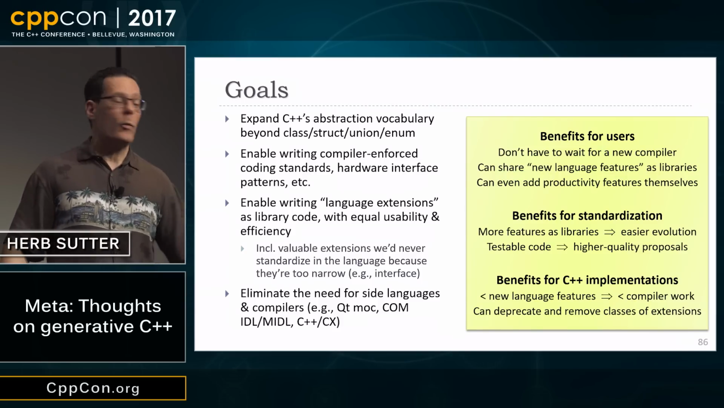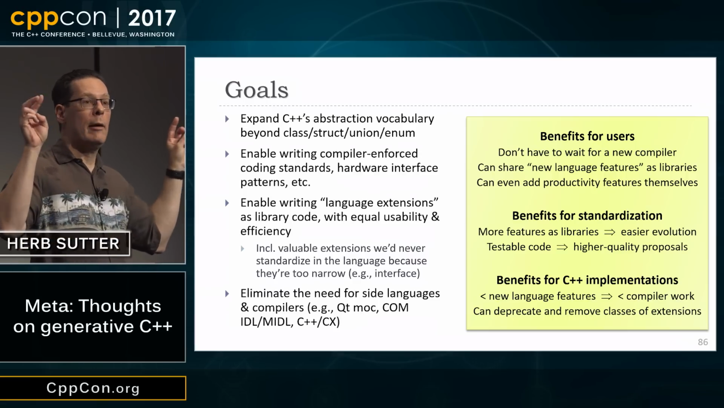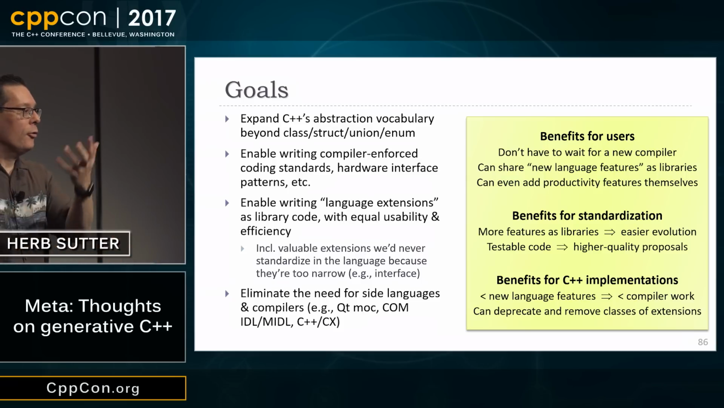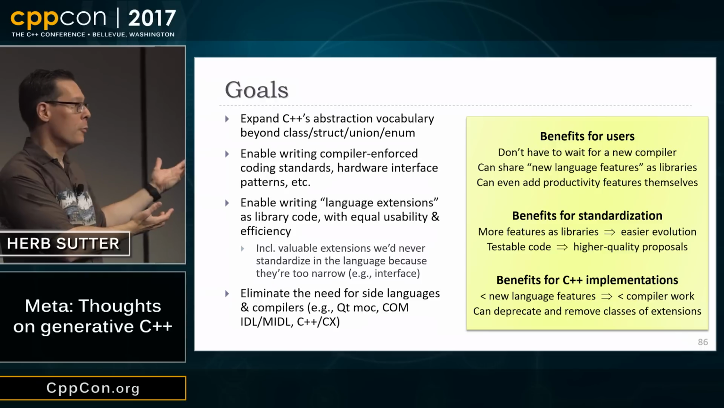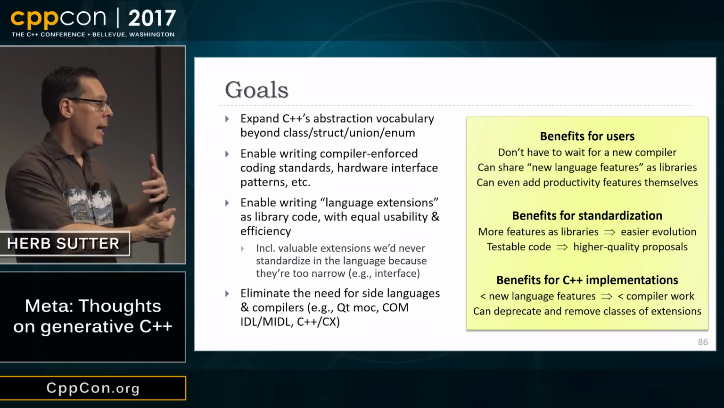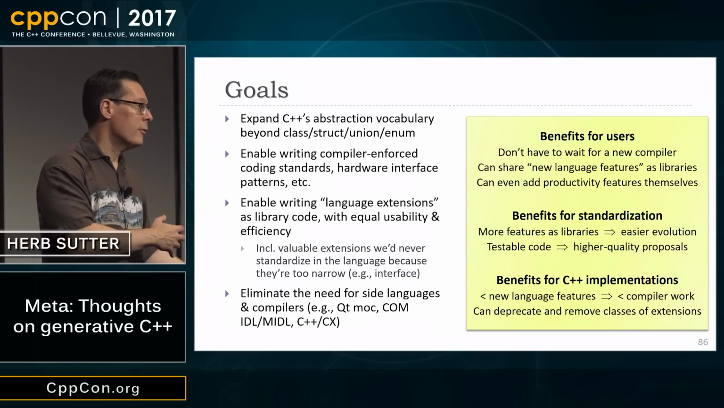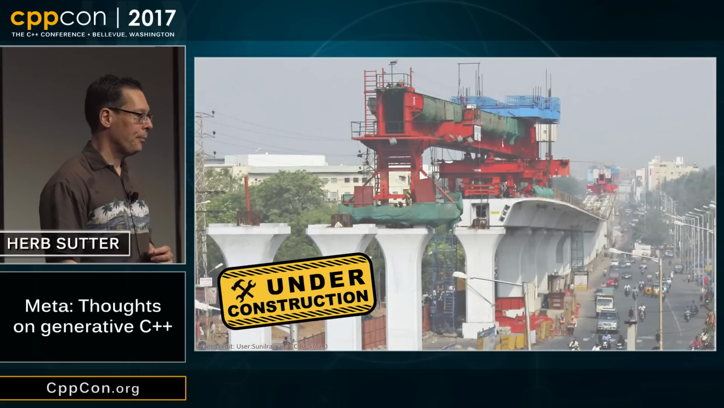Then we don't have to wait for new compilers. We can share language features, what would otherwise be language features like property, as a library. And that means we can also take, not all, but at least some of the language feature proposals that are going through committee and perhaps treat them as libraries, which are easier to debug, much less expensive to process, and you don't have to wait as long to get them in your implementations.